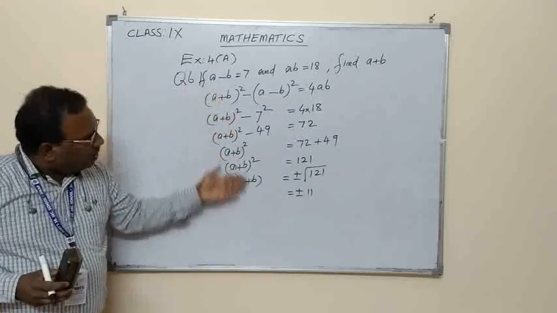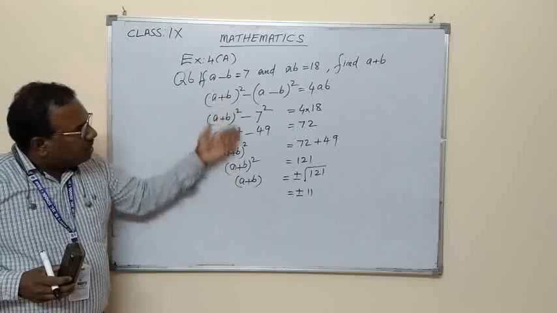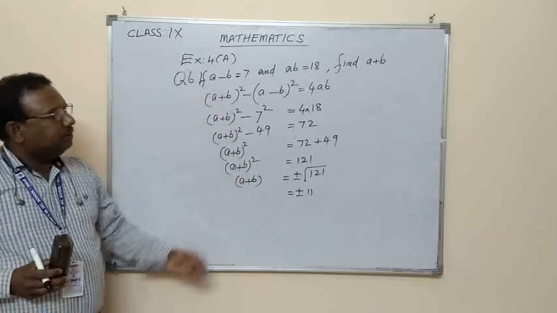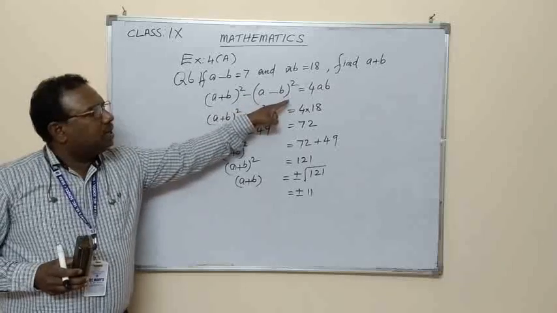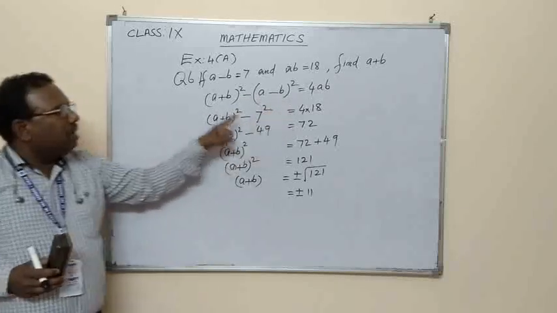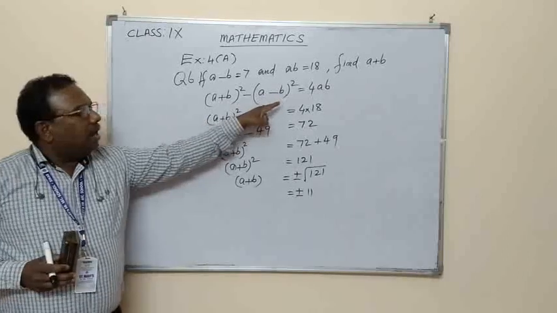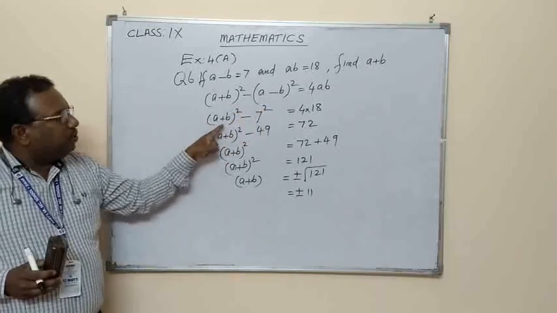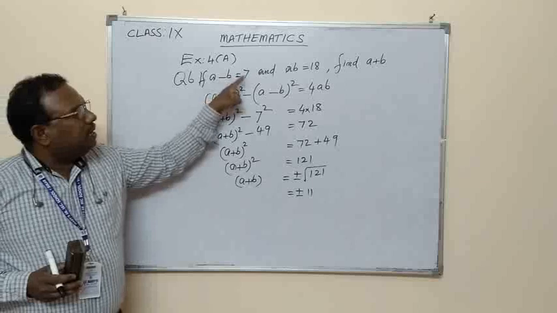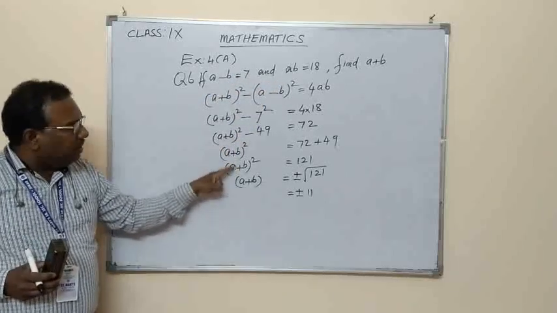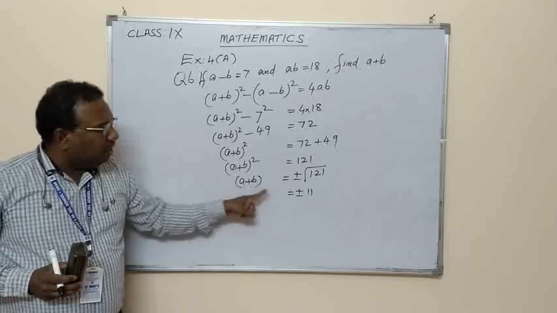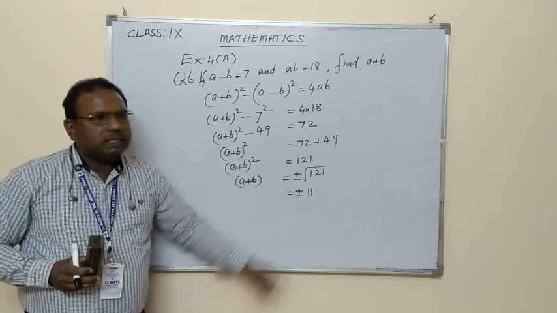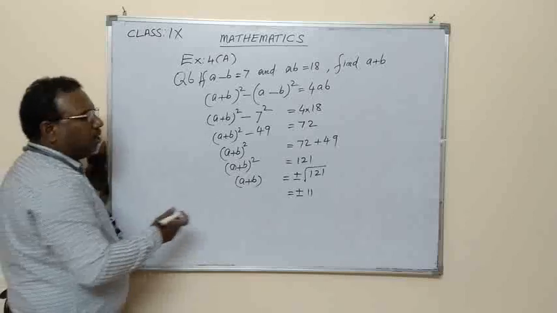Please read the solution and try to understand how this whole question is solved. (A plus B) whole square minus (A minus B) whole square is equal to 4AB. After writing the required identity, we are substituting the values of A minus B and AB. Then simplifying further, we reach the answer, that is A plus B equal to plus or minus 11. This is the required result.